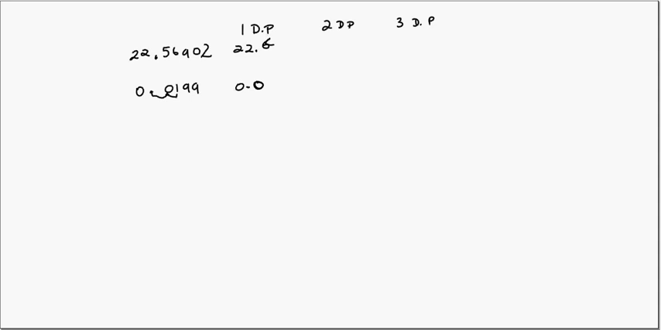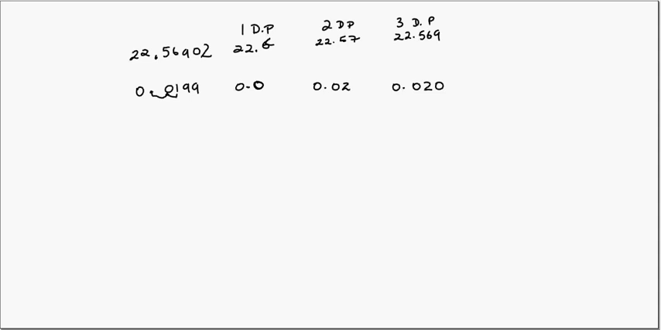Okay, so for the 2 decimal places, which is here, on this number, you should have gotten 22.57, right? And for 3 decimal places, 22.569. This one, 2 decimal places, 0.02. And 3 decimal places, 0.020.